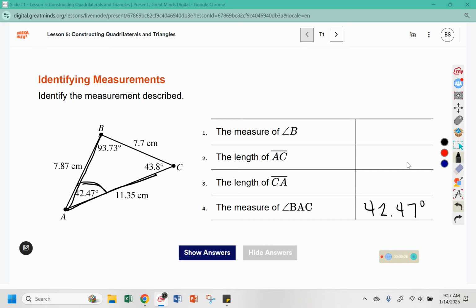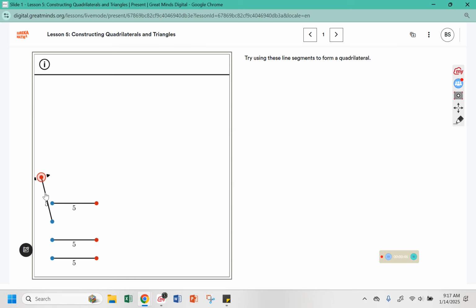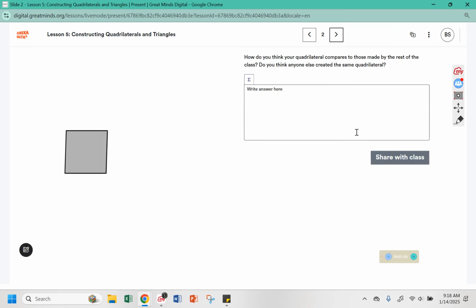You have a couple of side lengths and another angle to identify. Using these line segments to form a quadrilateral. How do you think your quadrilateral compares to those made by the rest of your class? Do you think anyone else created the same quadrilateral? Well, mine was slightly slanted. I think that the others are probably going to create a square.